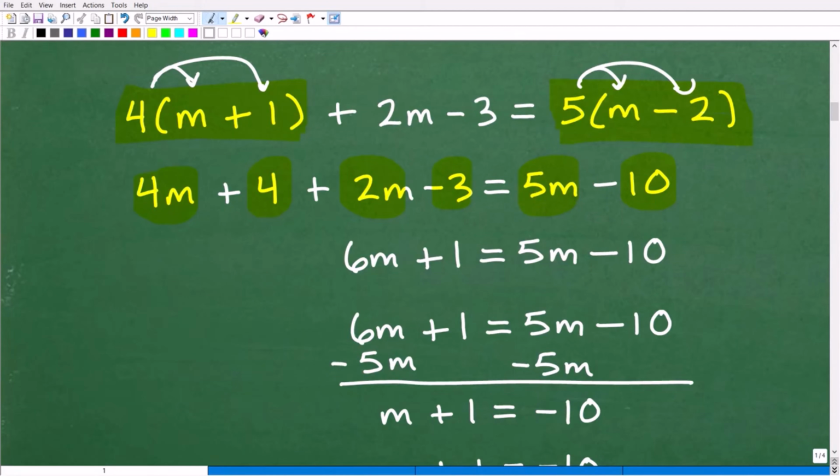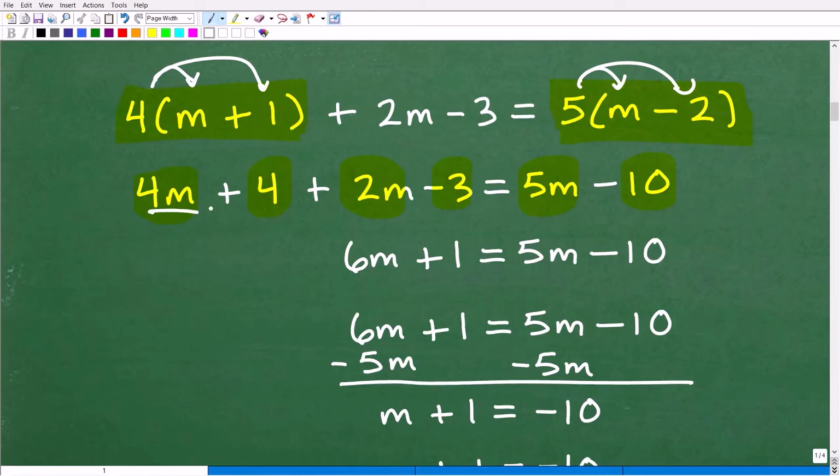Now, one of the main things that you want to be looking to do when you're solving a linear equation, or any equation in general, is get all your variable terms on the left-hand side and all your numbers on the right-hand side. So we're going to have to work towards that. But before we start moving things over, variables to the left and right and numbers to the left and right, the first thing we want to do is combine like terms.